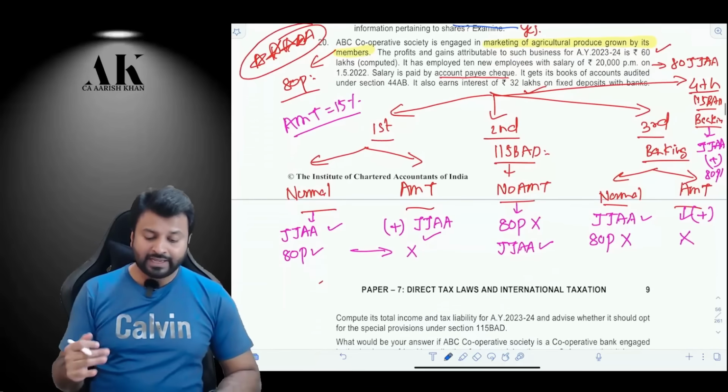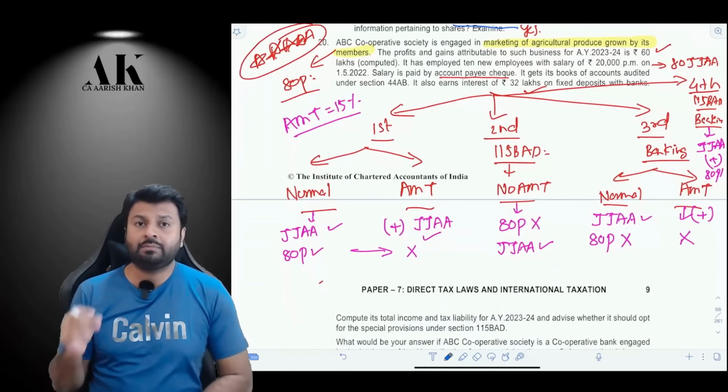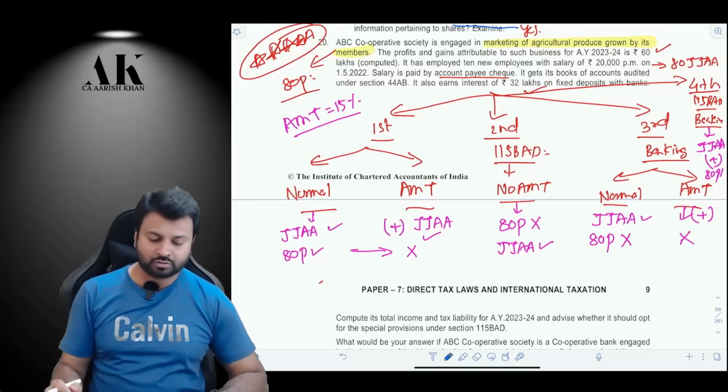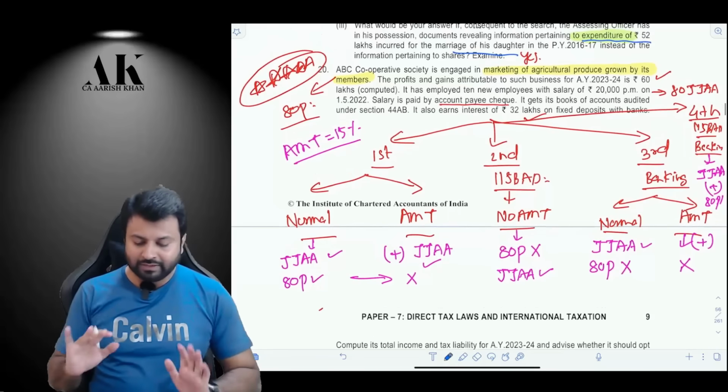Okay. Now, next question is a very intelligent question and there are multiple parts in this question. If you go and see the solution, you will go mad that there are so many parts in this question. Question number 20. Now, let me give you a synopsis of this question.